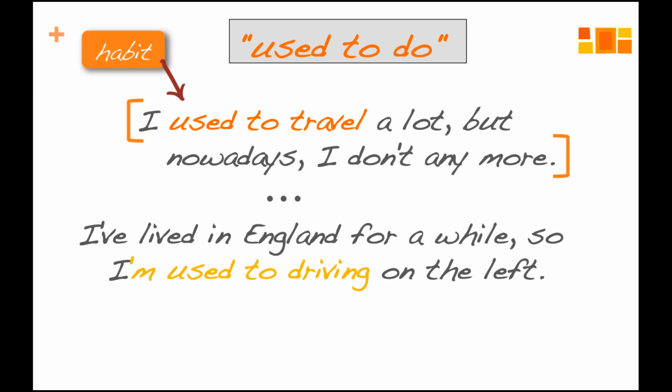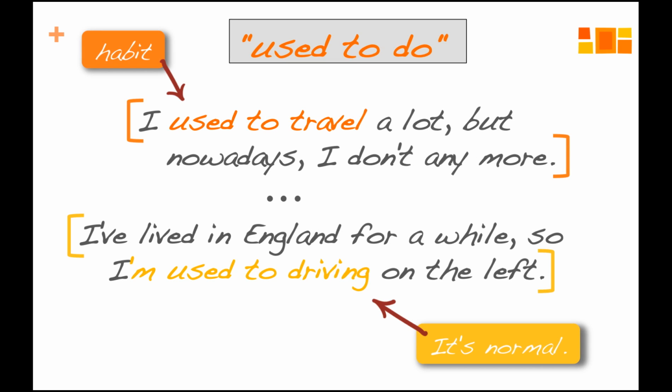And that second sentence here. I've lived in England for a while. So I'm used to driving on the left. The meaning here is different. The meaning here is it's normal for me to drive on the left. I've lived in England for a while, so I'm used to driving on the left. Okay? Don't make that mistake and don't confuse those two. The meaning is actually quite different.